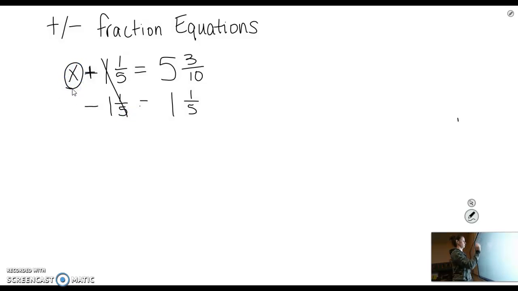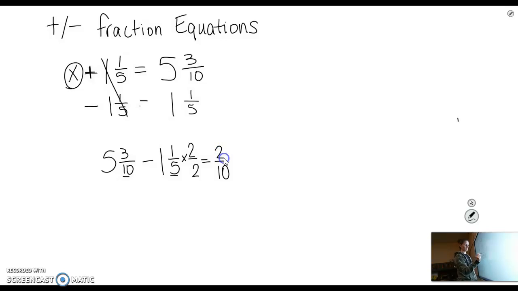Now I have 5 and 3 tenths minus 1 and 1/5. Okay? So I have to get the like denominators before I can add or subtract. I know that I can multiply 5 times 2 to get a like denominator of 10. What I do to the bottom, I have to do to the top. 1 times 2 is 2. So now I have 5 and 3 tenths minus 1 and 2 tenths.